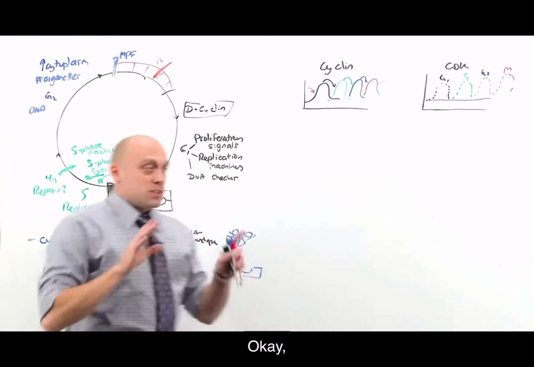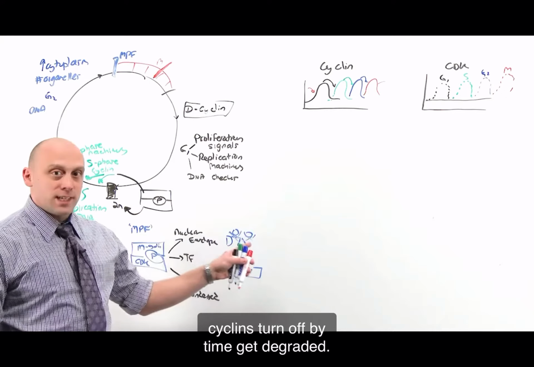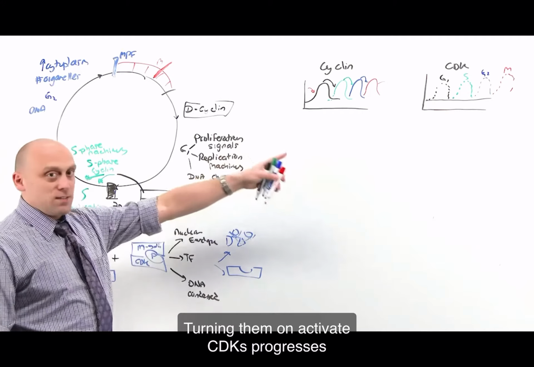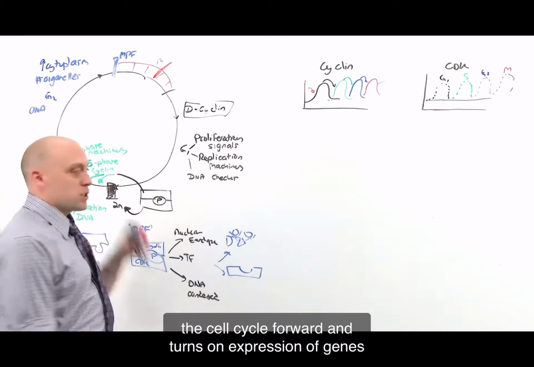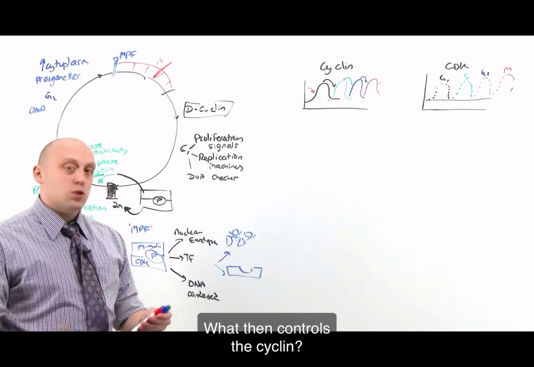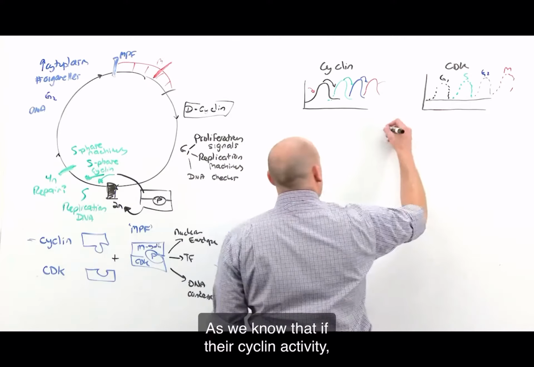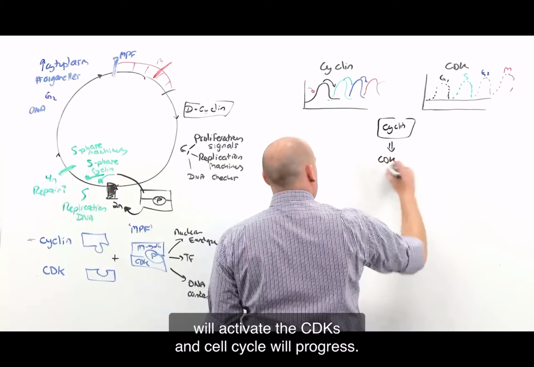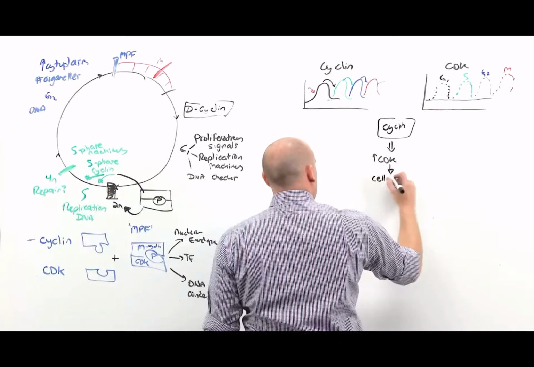Okay, cyclins turn off by time. They get degraded. They get turned on by gene regulation. Turning them on activates CDKs, progresses the cell cycle forward, and turns on expression of the genes for the next phase. What then controls the cyclin? Because we know that if there's cyclin activity, that is, the cyclin gene is expressed, it will activate the CDKs, and the cell cycle will progress.